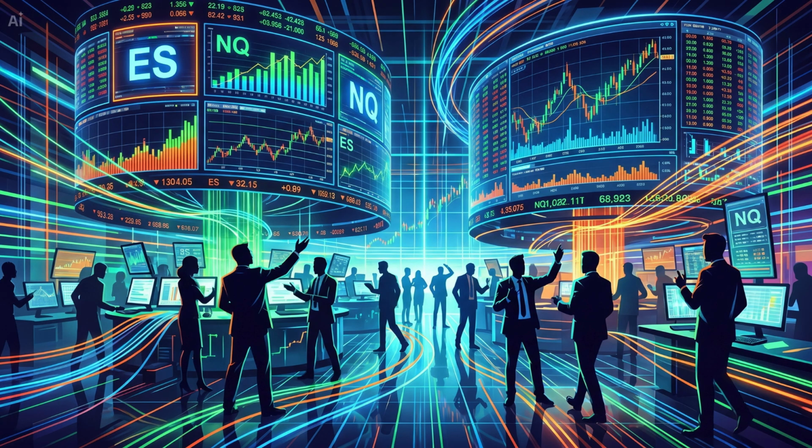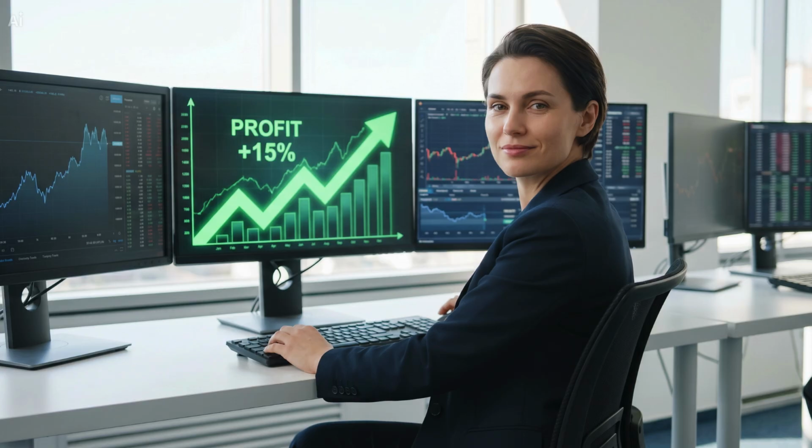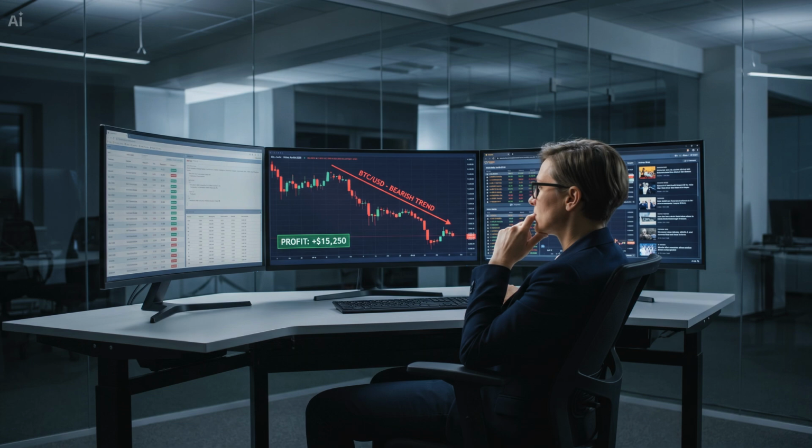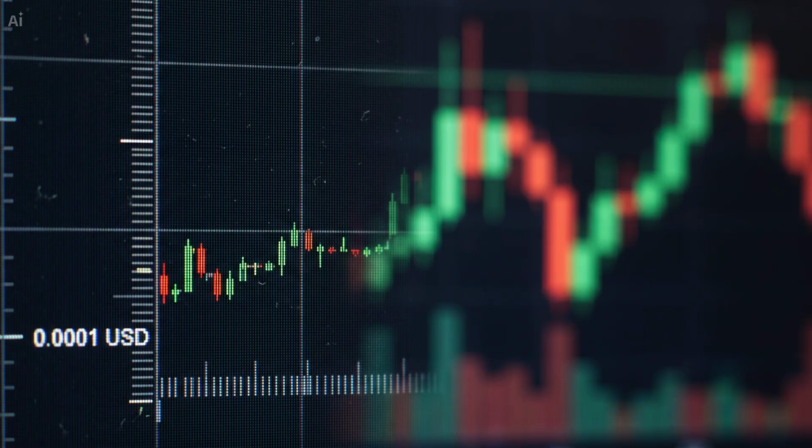Let's keep this simple. If you believe the market will go higher, you buy. If the market rises, you profit. If you believe the market will fall, you sell short. If the market drops, you profit. One of the biggest advantages of futures trading is that traders can potentially benefit in both rising and falling markets.